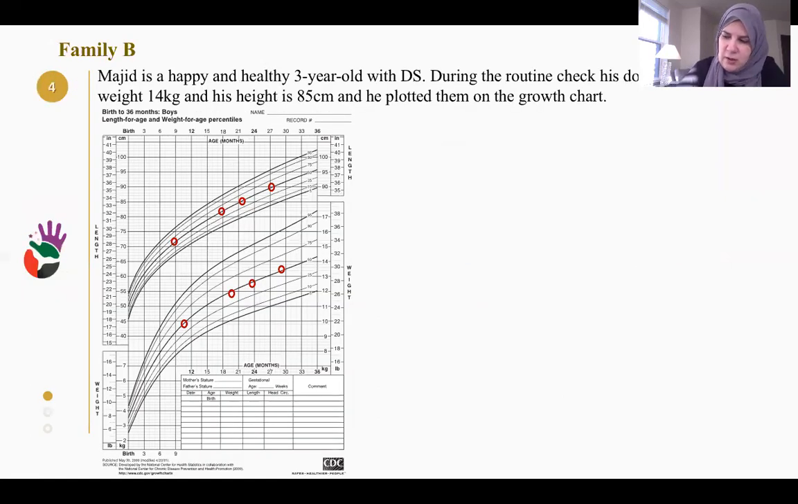Okay, let's talk about our next patient. This child, his name is Majid. He's a happy, healthy 3-year-old with Down syndrome. He went for a routine check.